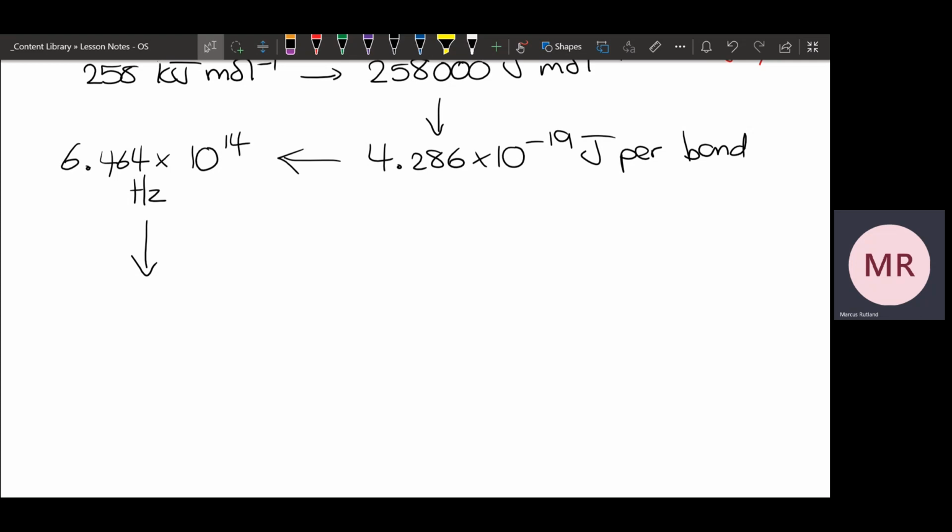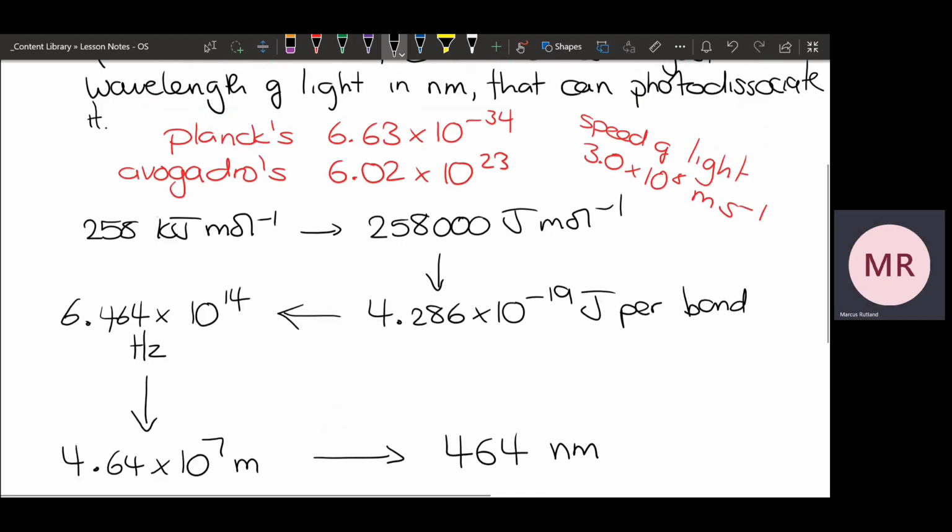So to work out wavelength, you can do the speed of light divided by the frequency. So 3 times 10 to the 8 divided by that answer, and that comes out to 4.64 times 10 to the minus 7. But that's in meters. And so then, since we want it in nanometers, each meter is 1 times 10 to the 9 nanometers. So we can times that by 10 to the 9, and it comes out to 464 nanometers. Okay, happy little skill.